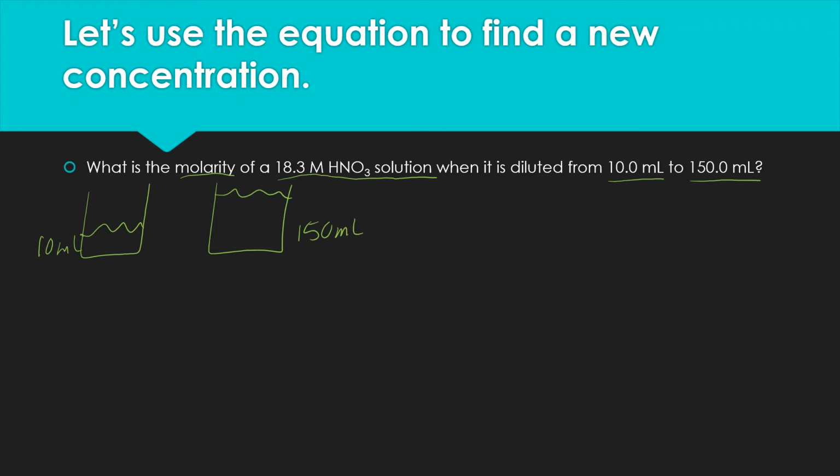And it says, what is the molarity of a 18.3 molar solution when it is diluted? So our 18.3 molar solution is being diluted to a new mystery molarity. So that means I'm measuring 10 milliliters of the 18.3 molar. We're adding water till it's 150 milliliters. We want to know what the new concentration is, okay?